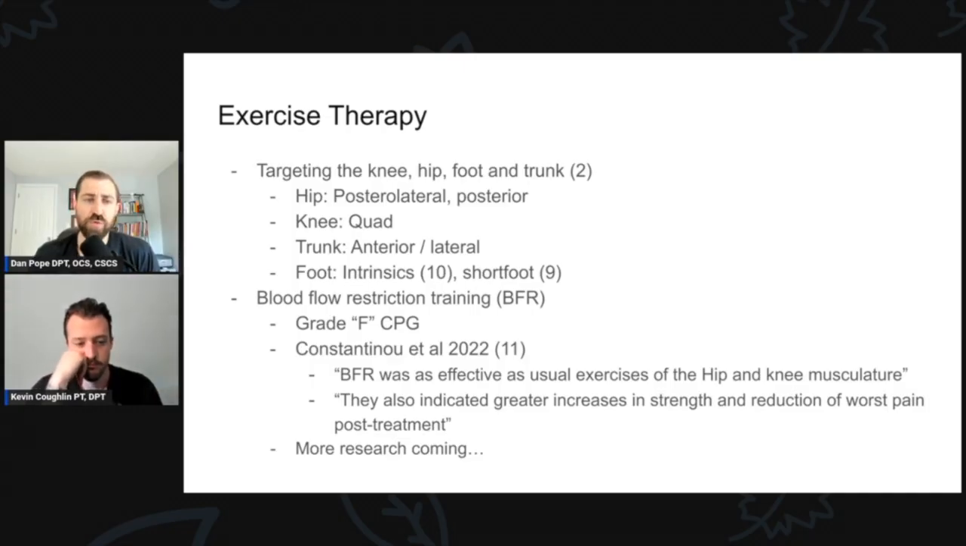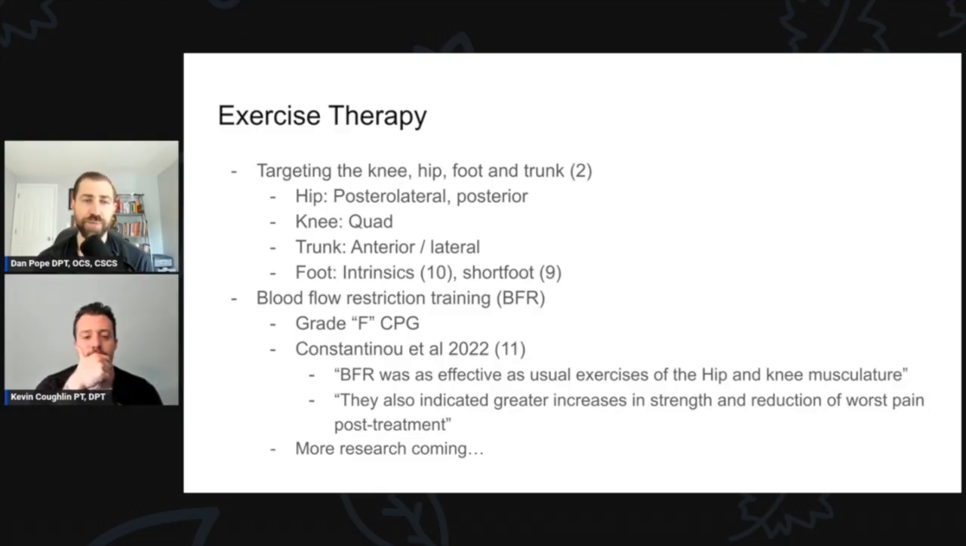There's also some cool research coming out about blood flow restriction training. The clinical practice guideline gave a grade F for blood flow restriction training, and the major reason why is because there wasn't a lot of research out. But keep in mind, the CPG is from 2019. There's been more research that's come out since then. A study by Constantinou et al. in 2022 showed that BFR was as effective as usual exercise of the hip and knee musculature. They also indicated greater increases in strength and a reduction of worst pain post-treatment.